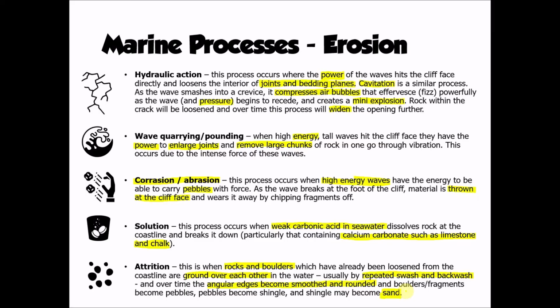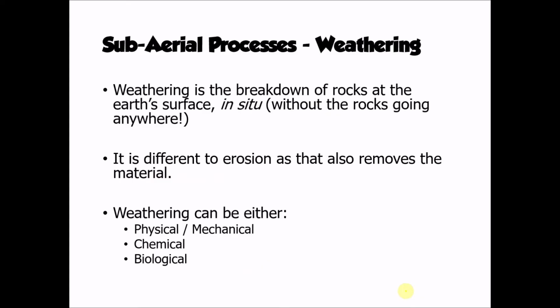So they're the main processes of erosion. And now I want us to think about subaerial processes, which are the processes which are happening out of the sea. We're going to come back to look at some other marine processes a little bit later on. An important subaerial process is that of weathering. Now sometimes people get weathering and erosion confused. So let's just remind ourselves of the definition of what weathering actually is.